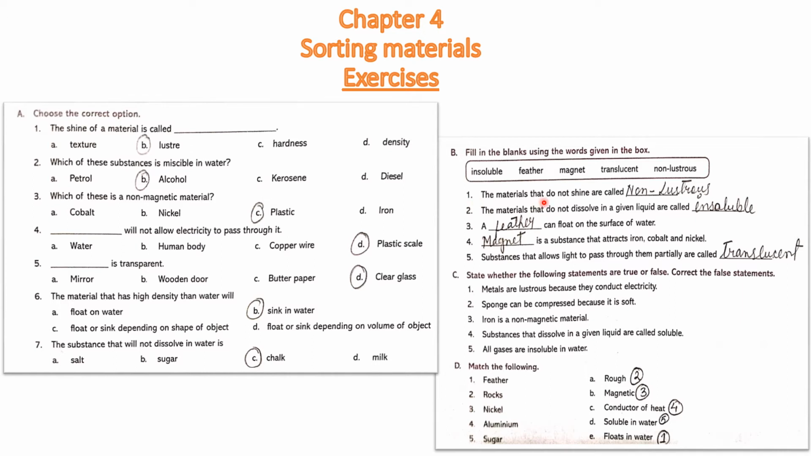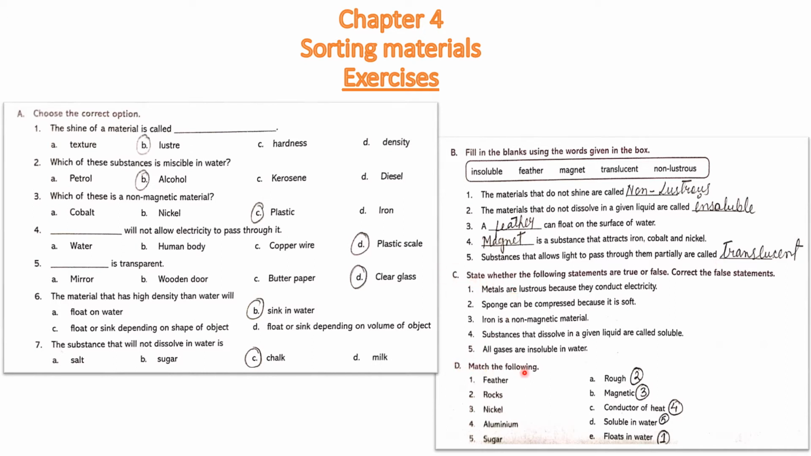Number 1. The materials that do not shine are called non-lustrous. The materials that do not dissolve in a given liquid are called insoluble. A feather can float on the surface of water. A magnet is a substance that attracts iron, cobalt and nickel. Fifth, substances that allow light to pass through them partially are called translucent. Number C we will be doing in the next slide.